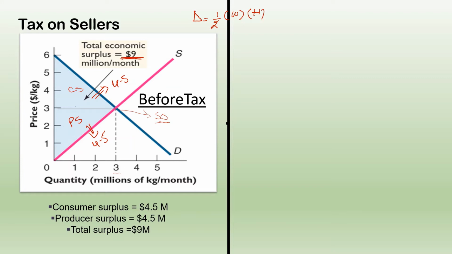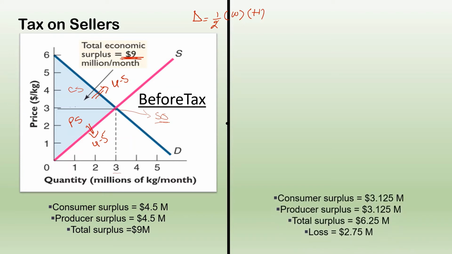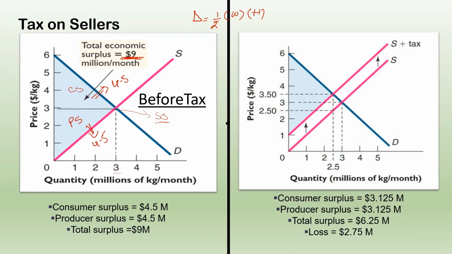Now consider the situation of the same market when there is an imposition of a tax of $1 on the seller. In that case, what will happen?